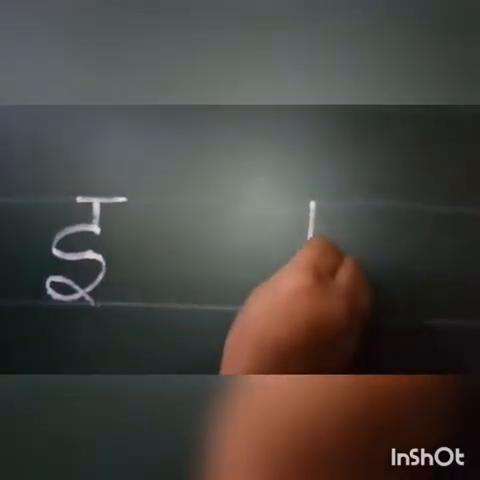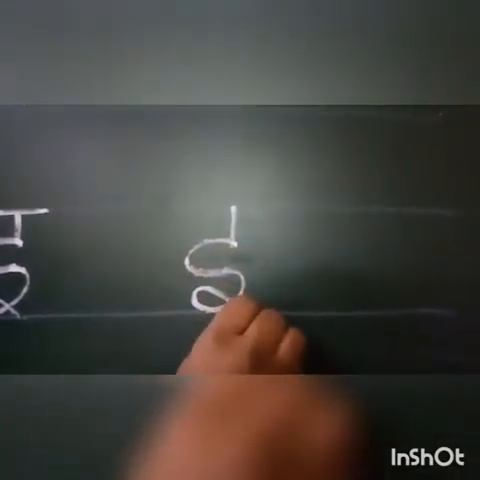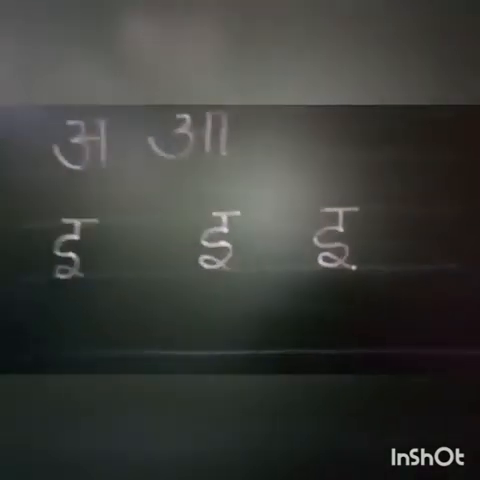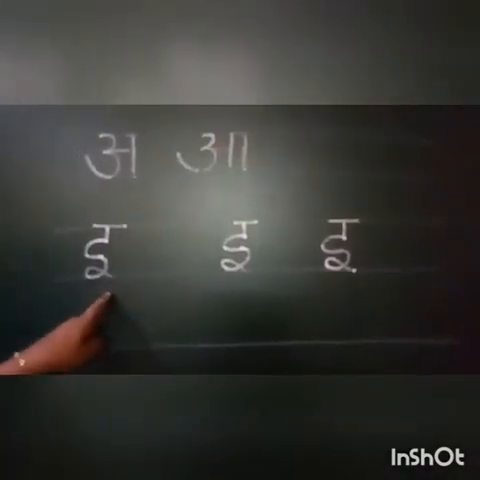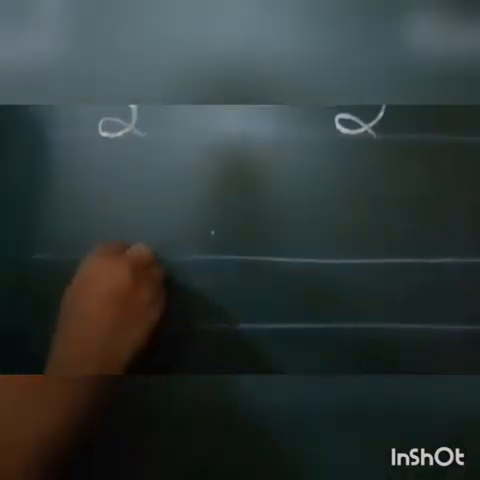See, children, letter E. Which letter is this? E. Small E. Okay. Like this. Like this. One sleeping line. This is letter E. Okay, children. The next letter after E. Which is the letter? E. Okay. I am going to write letter E.